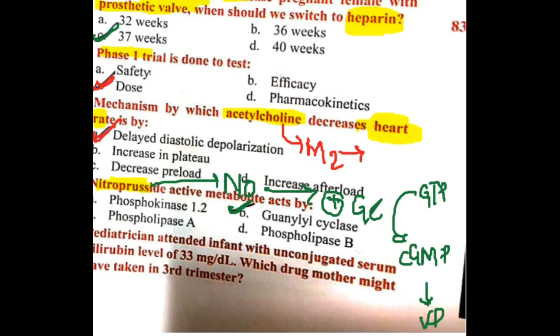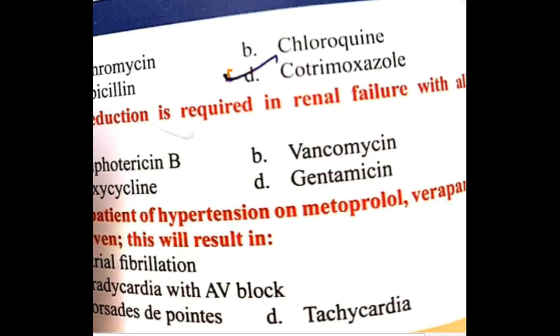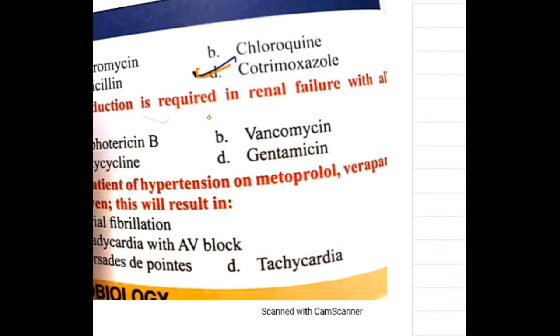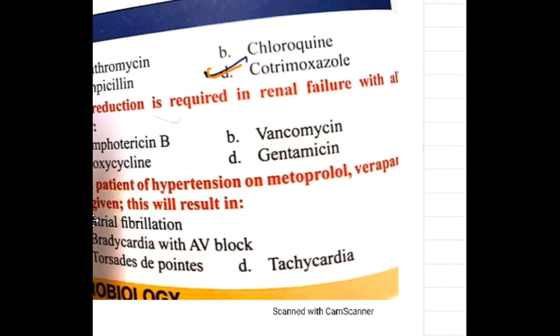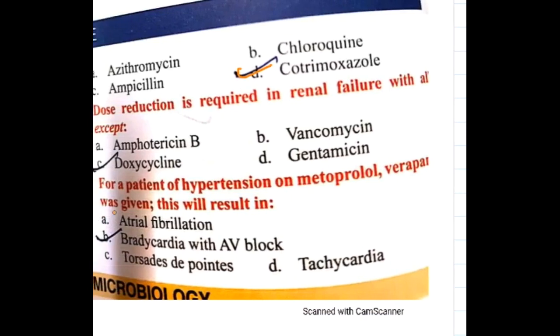Then the next question. A pediatrician attended an infant with an unconjugated serum bilirubin level of 33 mg per deciliter. Which drug might the mother have taken in the third trimester? So what is the drug which is causing methemoglobinemia and hemolysis in the neonate? The drug is cotrimoxazole. Neonatal hemolysis and methemoglobinemia are caused by cotrimoxazole.